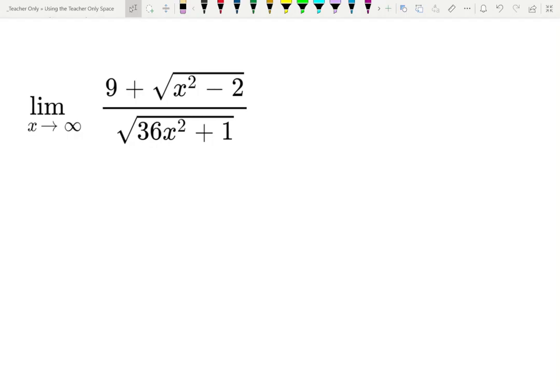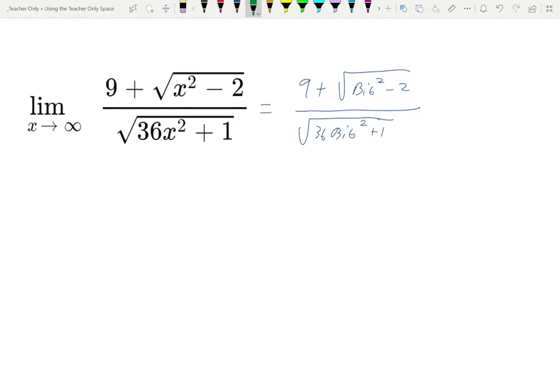We're going to go ahead and evaluate this limit by using big little logic. The idea here is we're substituting infinity, which is the same thing as a really, really big number. When we do this, we're going to say this is 9 plus the square root of something big squared minus 2, all over the square root of 36 times big squared plus 1.